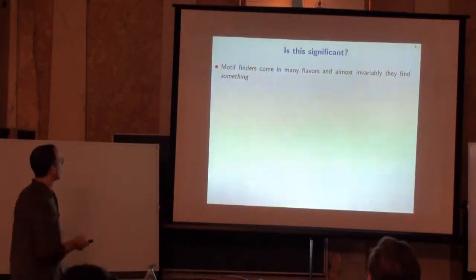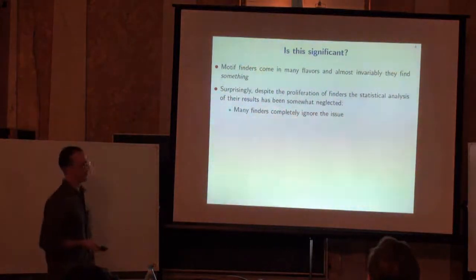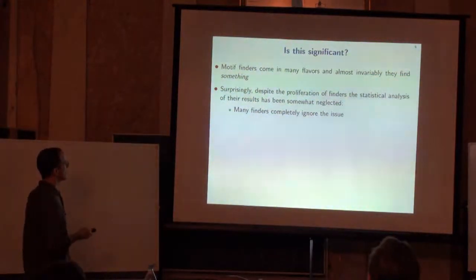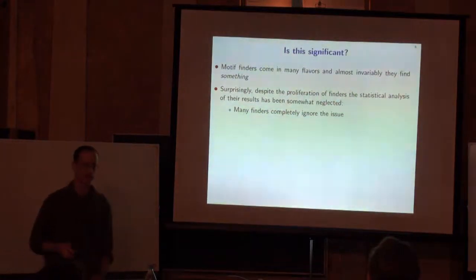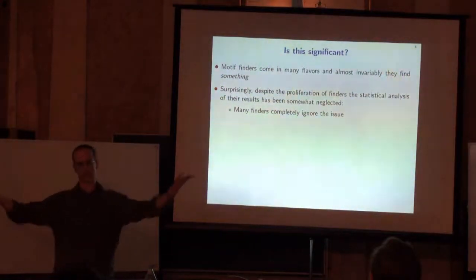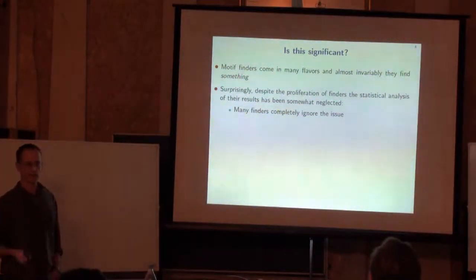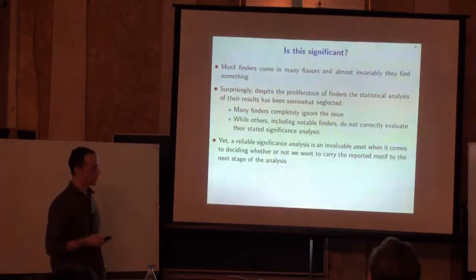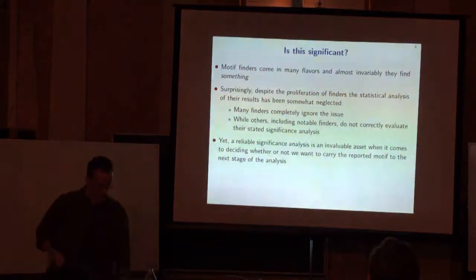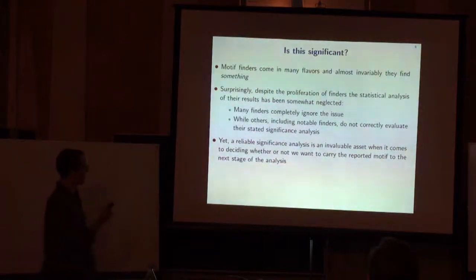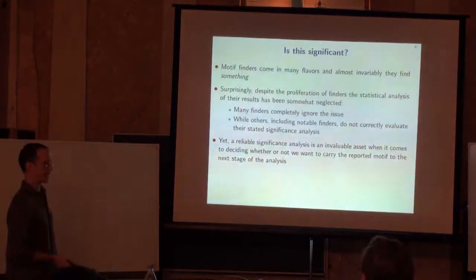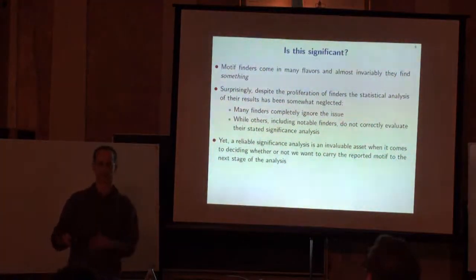They always find something. And despite the proliferation of the finders, which I told you still comes about one a day, the significance analysis, the statistical analysis of the results, has been somewhat neglected. So many finders just give you the result and, there you go, without anything about its significance. Others, including some notable ones, don't give you the right significance analysis, even as what they state it is. So they state something and then they calculate the wrong thing.